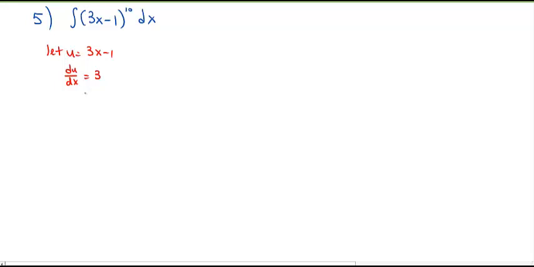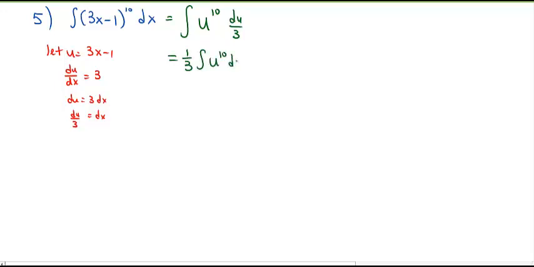And then the idea is to solve for dx. So du equals 3dx. So dx equals du over 3. Now let's substitute. So here we go. The integration of not 3x minus 1 anymore, it's u to the power of 10. And in this case, it's not dx anymore, it's du over 3. And that over 3, I can then pull out the front as a factor of 1/3. And now I'm just asking you to do u to the power 10 du.